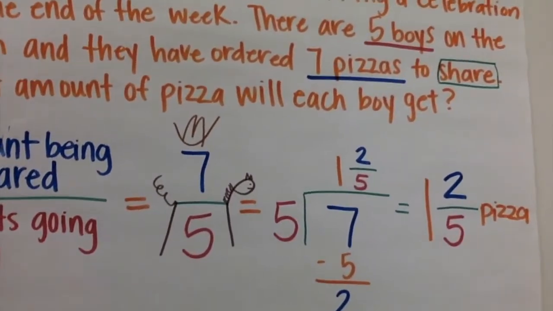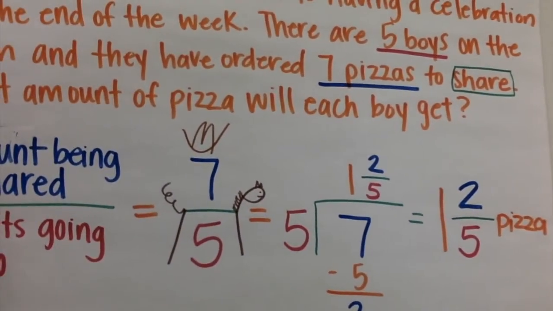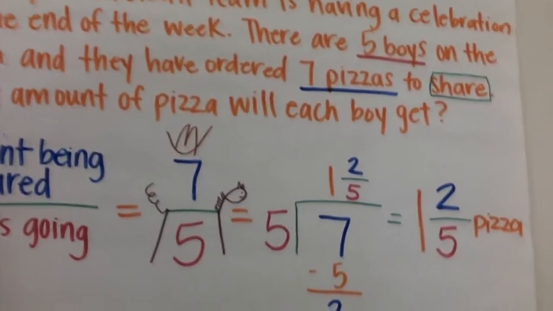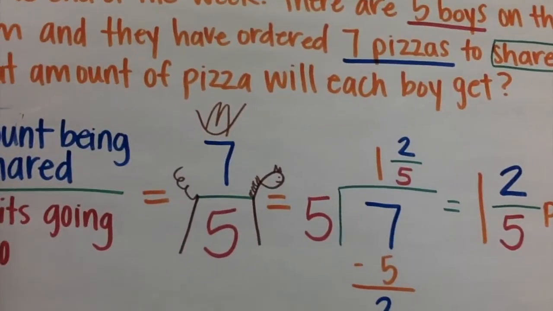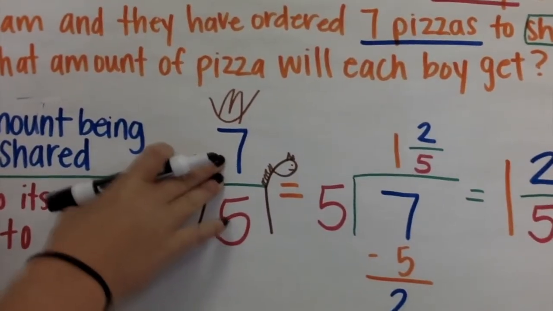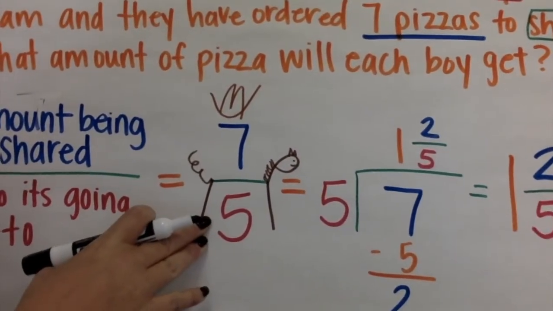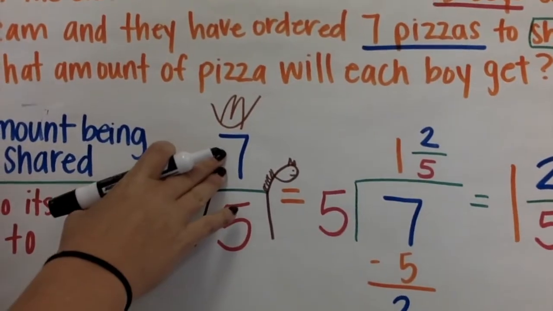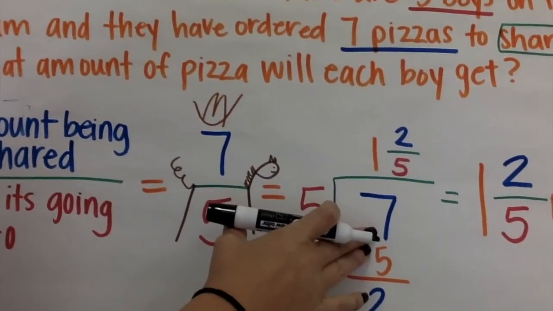Now, the reason why you see the cowboy and the horse is because the way that I like to remember which number goes inside of my division house is you have your cowboy as your top number, your horse as your bottom number. So my cowboy goes inside the house to get a drink of water.